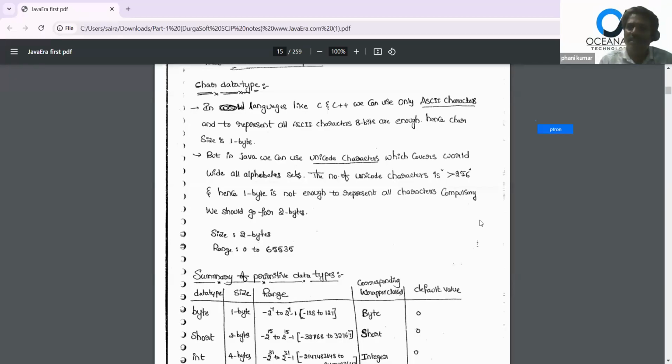Clearly, I said this. Why? Why, sir? Why does it take 2 bytes of memory? In C, it takes only 1 byte of memory. But in Java, it takes 2 bytes of memory. The same answer I am giving here. C is ASCII based programming, but Java is Unicode based programming. C supports only English language, 26 alphabets, but Java supports 24 languages.